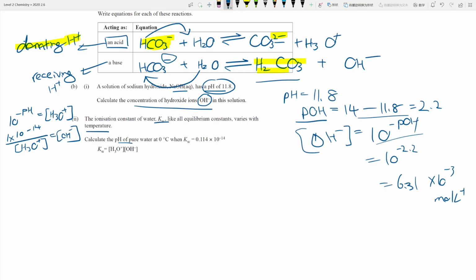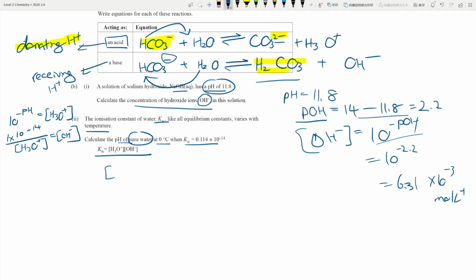Okay, next one. The ionization constant of water, Kw, like all equilibrium constants, varies with temperature. Calculate the pH of pure water at 0 degrees when Kw equals 0.114 times 10 to the power negative 14. So they gave you Kw. Every K varies with temperature. What are we looking at?